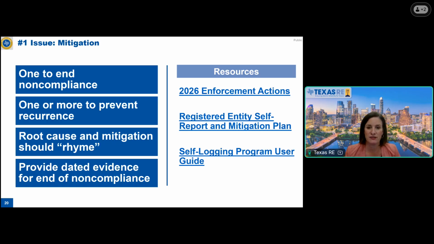For some additional resources I have here on the screen, that first link is the 2026 enforcement actions that I just showed you on the last page from NERC. The second link is to a NERC guide to registered entity self-reporting and mitigation plans. And the third is the NERC program user guide for the self-logging program.